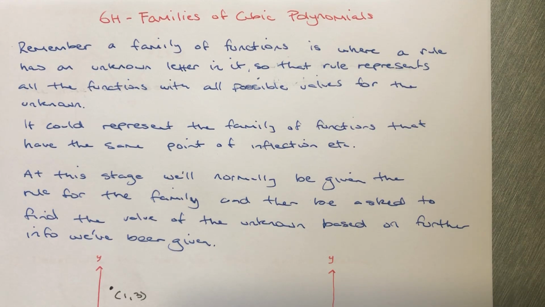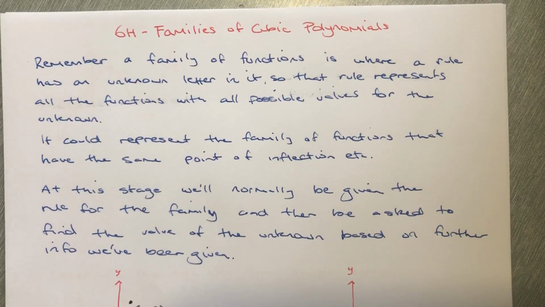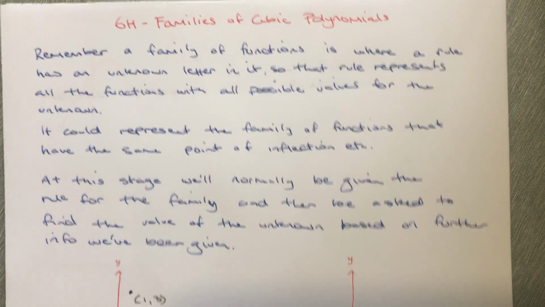Hey guys, so let's start to look at families of cubic functions or cubic polynomials. Now we've done families of functions before, so hopefully you remember it's like when they give you a rule that has perhaps one or even more unknowns in there, and it's supposed to represent all the lines or curves that you'd be able to make no matter what that unknown value is. So if we go down here, you can have a look at that, read through that. It's stuff that we sort of already know.